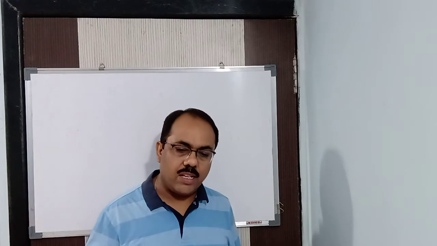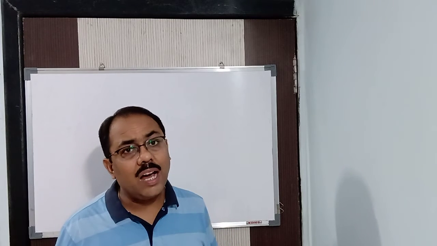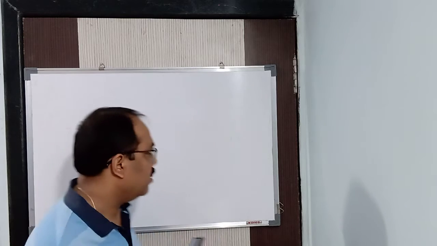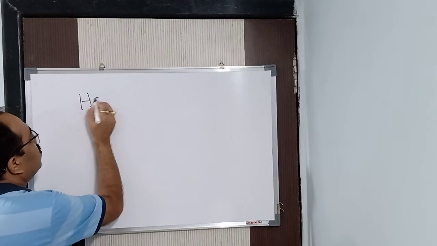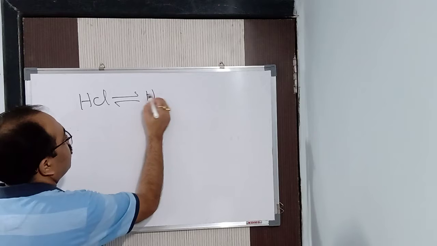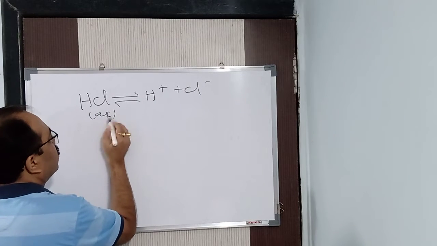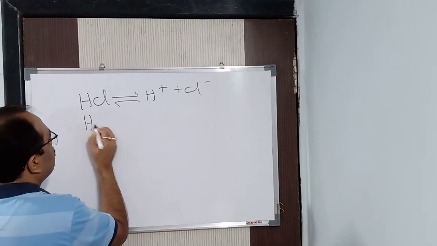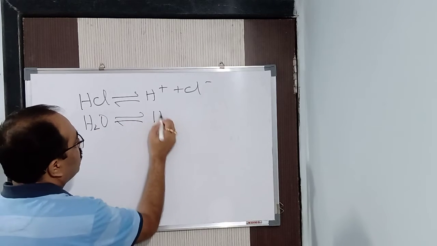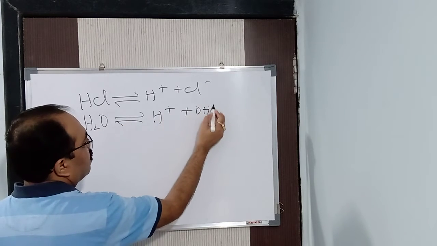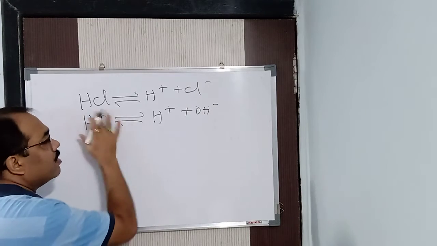HCl and ammonia, when you dissolve them in water, ionize in this way. HCl gives H plus plus Cl minus in aqueous solution. You can also write water, which gives H plus plus OH minus. Alright, clear? And hence it conducts electricity.